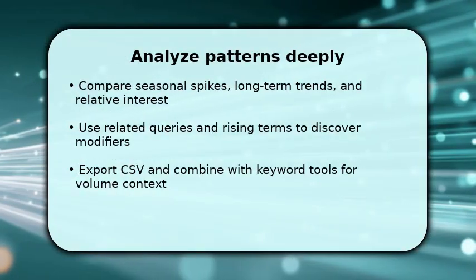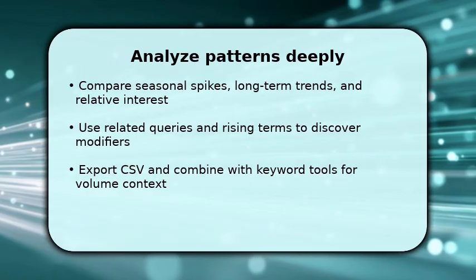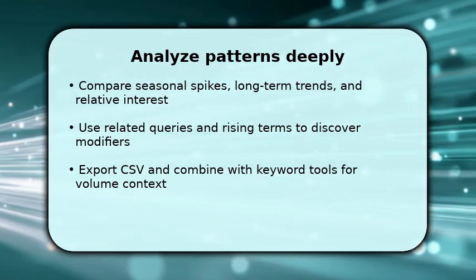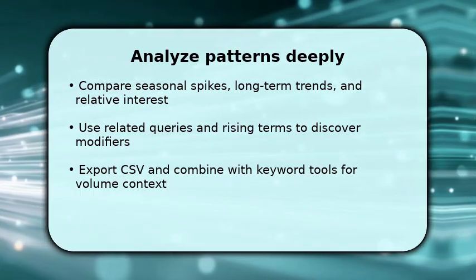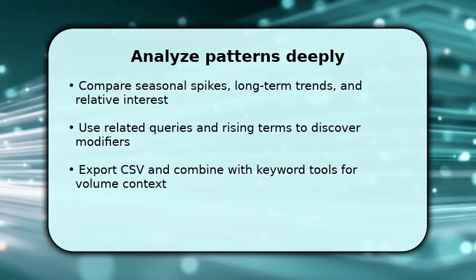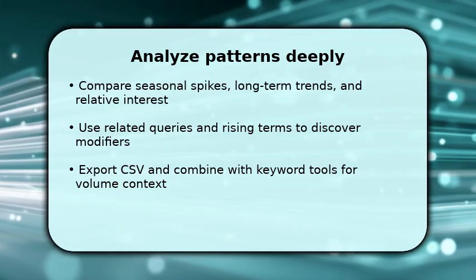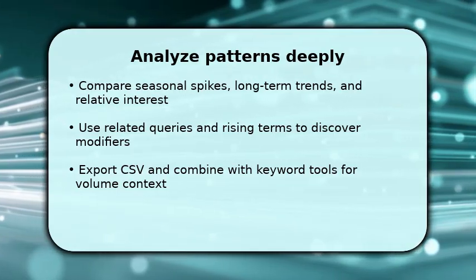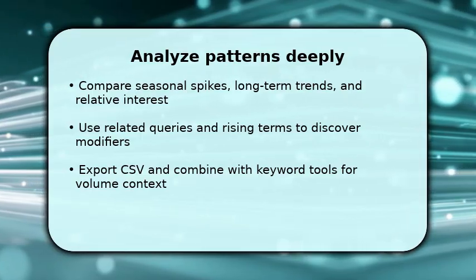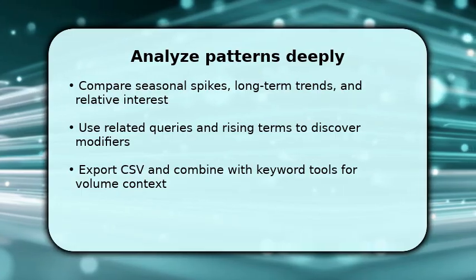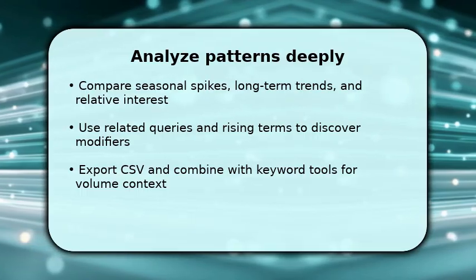You now dig into patterns, look for seasonal spikes versus steady growth, and note whether interest is rising or declining. Use the Related Queries section to find high-growth modifiers and long-tail phrases that you can target quickly. Once you identify rising terms, export the CSV so you can merge trends data with your keyword volume and difficulty tools. Make sure to normalize comparisons and mark dates of events that skew trends. This explains sudden jumps and guides content timing.